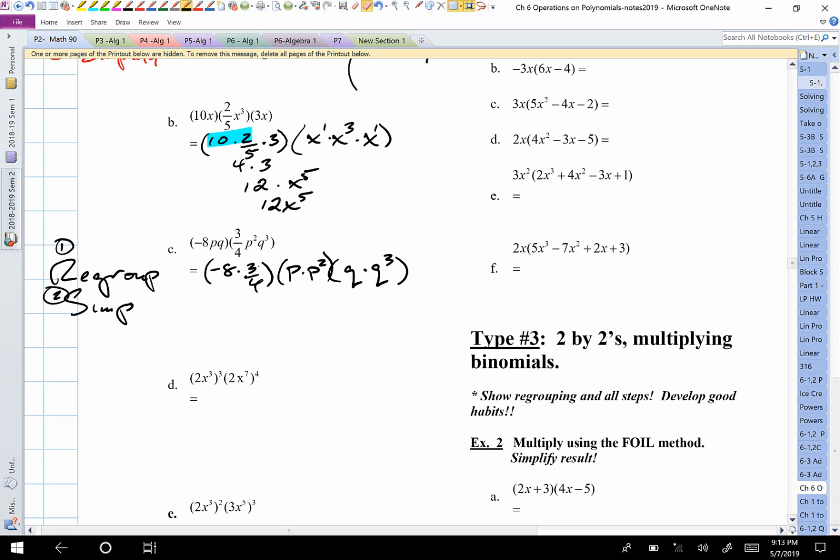All right, negative 8 times 3 is negative 24, divided by 4 is negative 6. Or if you want to divide first, you can. Negative 8 divided by 4 is negative 2, times 3 is negative 6.